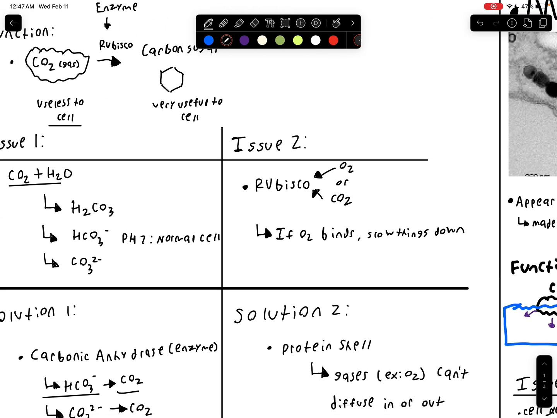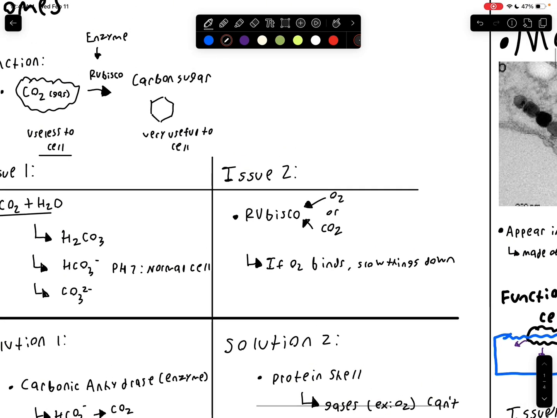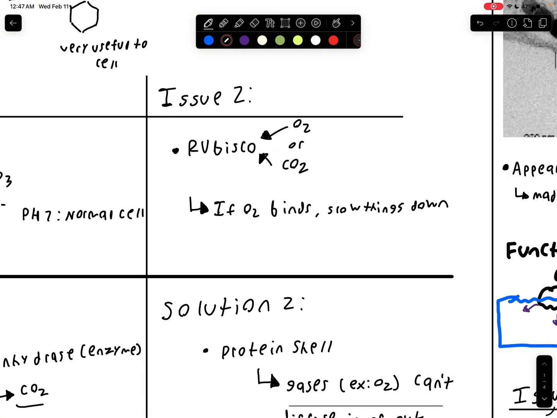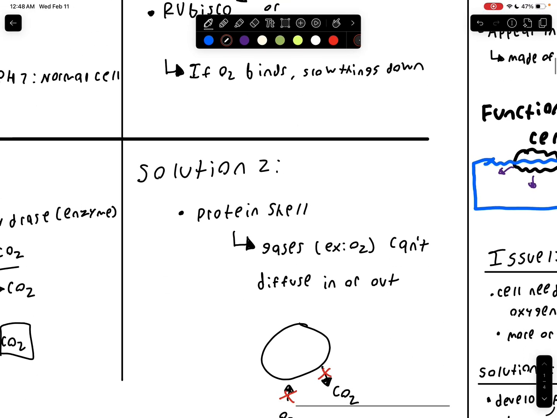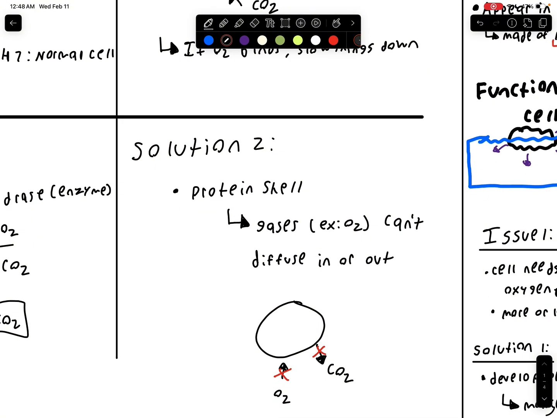But that leads us to a second issue. Once we get the CO2 gas, there's still a bunch of oxygen usually in the environment, right? And so Rubisco, the enzyme that turns the CO2 gas into that useful carbon sugar, the issue there is Rubisco can either take in oxygen or carbon dioxide. So if oxygen binds, it'll just slow things down. It won't do anything important other than just slow our reaction down. So how do we solve that?